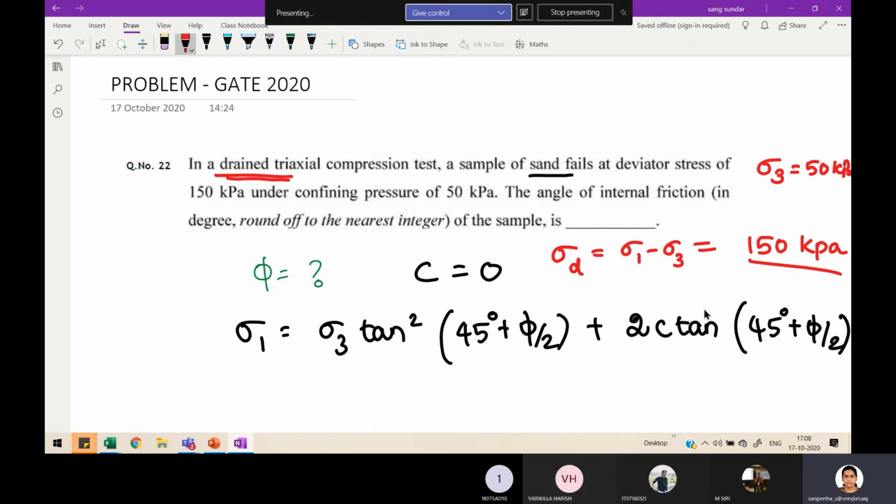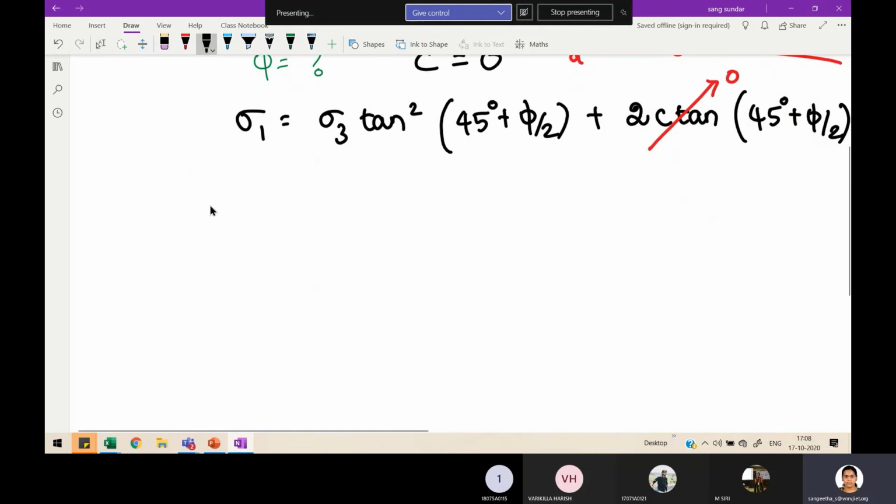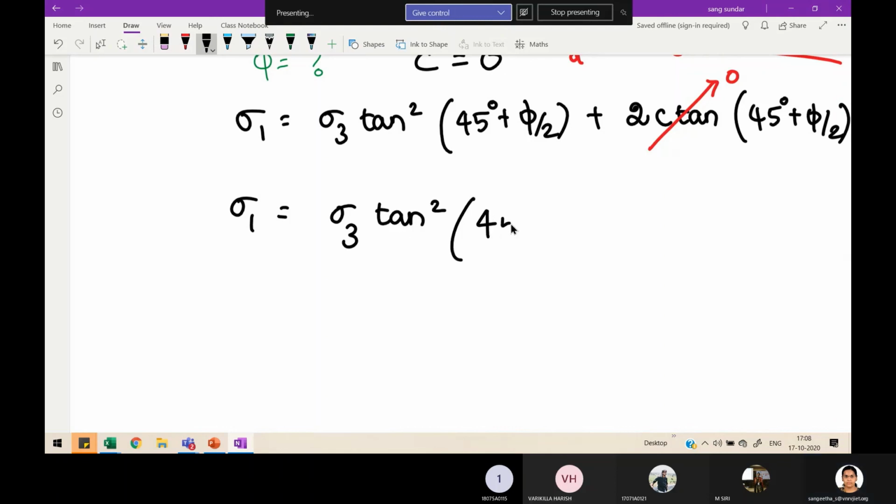Since C is equal to 0, this term will cancel. Okay, so just write your equation like sigma 1 is equal to sigma 3 tan square (45 degree plus phi by 2). That's it. So sigma 3 is directly given in the question, 50 kPa. How much is your sigma 1?